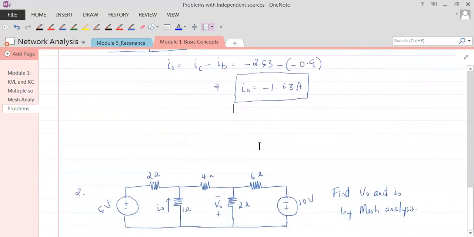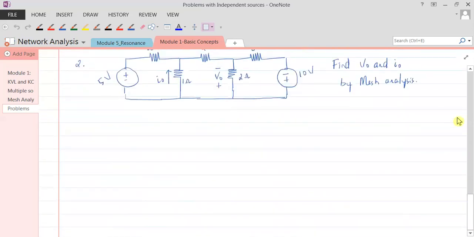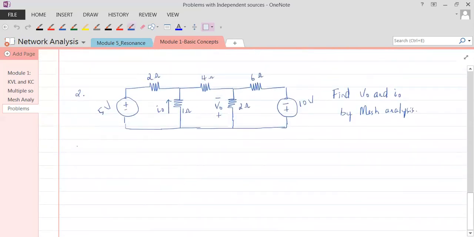Now let's see this problem. In this problem also we have to find out the voltage V0 and current I0. I'm not going to solve that now itself. You can take this as an assignment and do it yourself. I'm just giving you what you're supposed to be doing, as the steps that we followed in the previous problem. What steps do we need to follow here? Let's look at what we need to do in the solution.